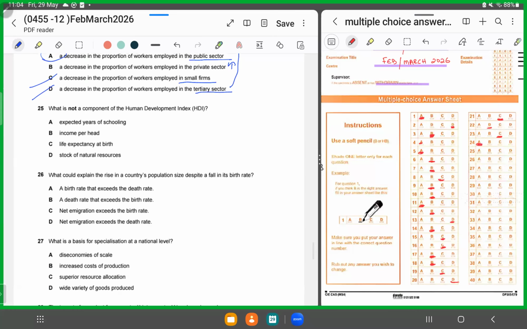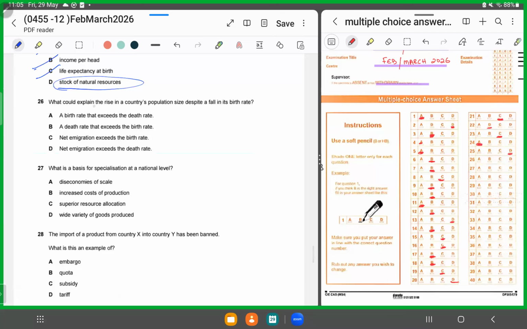What is not a component of HDI? HDI has expected years of schooling, income per head, and life expectancy. What it does not have is the stock of natural resources. They're asking what is not a component of HDI, so we'll shade in D for 25. Moving forward, MCQ number 26.